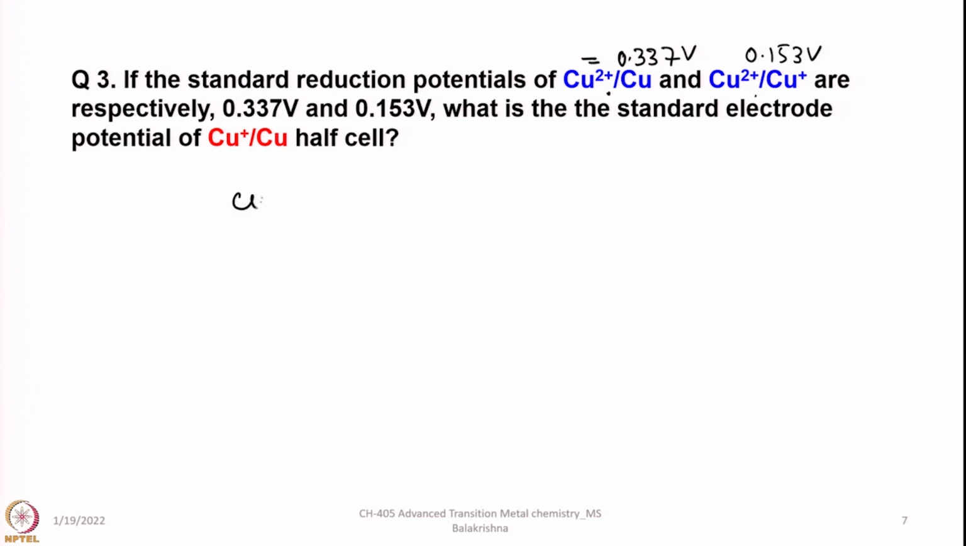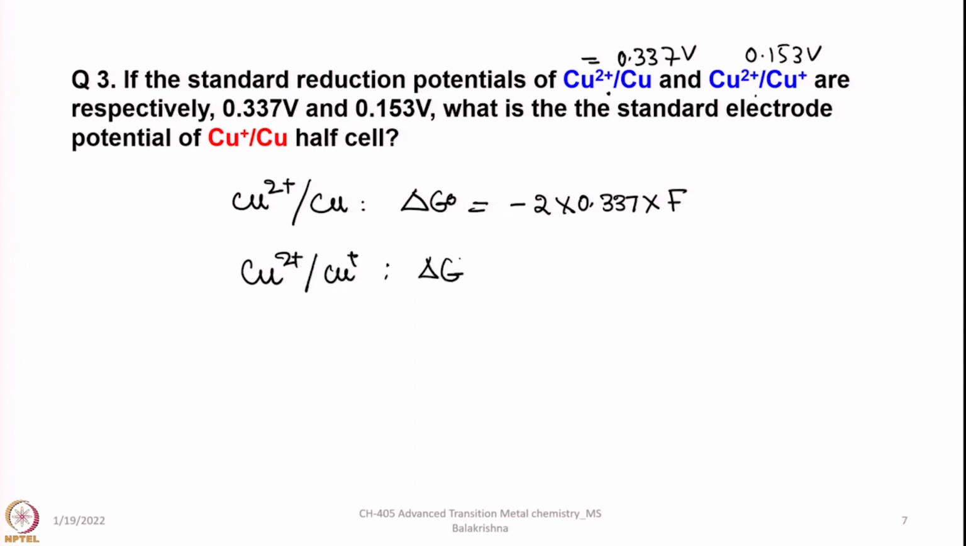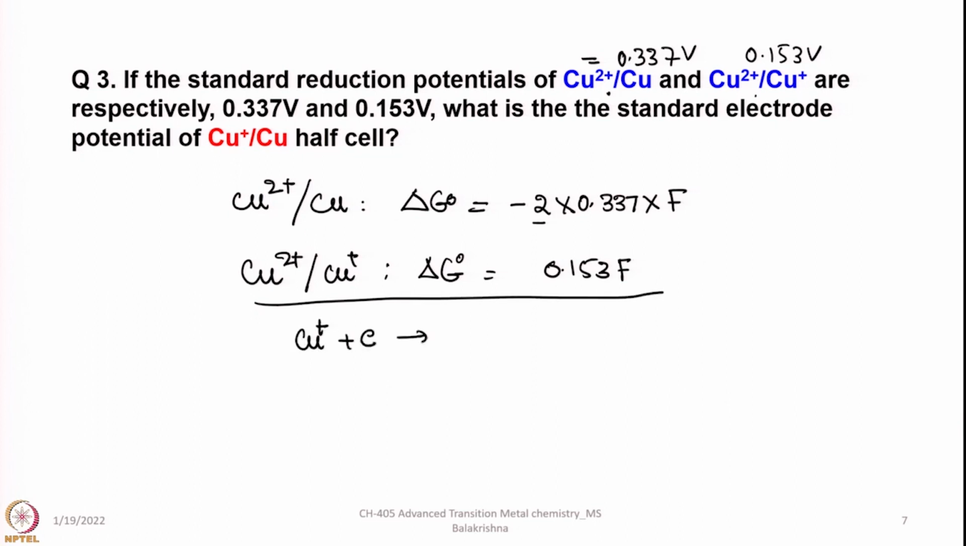So, for the first one, delta G equals minus 2 into 0.337. Let us keep F as it is. Similarly, let us look into this couple. Here 0.153, because only one electron is involved in this one, here 2 electrons. So, here it is 1. So, let me write this way, and now Cu plus plus electron gives Cu. So, minus delta G equals minus 0.521, you have to sum up. So, you get the value.